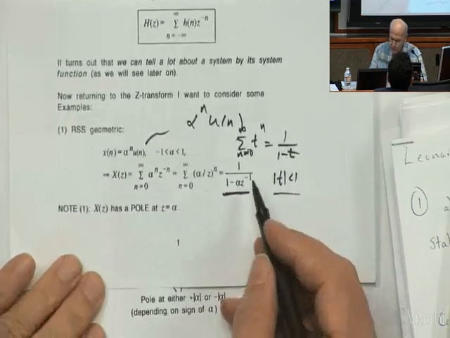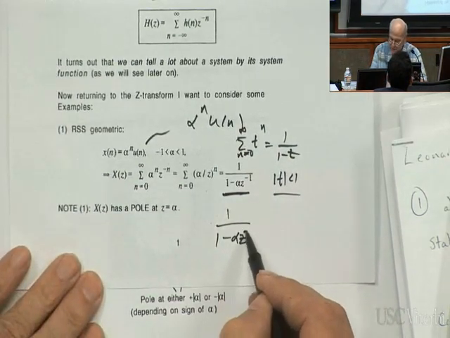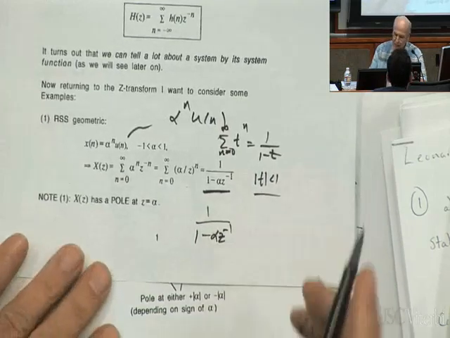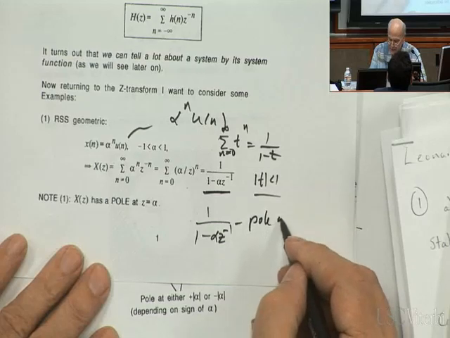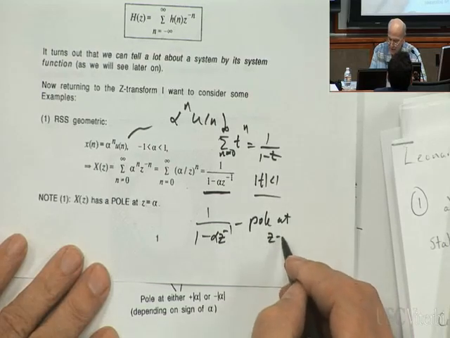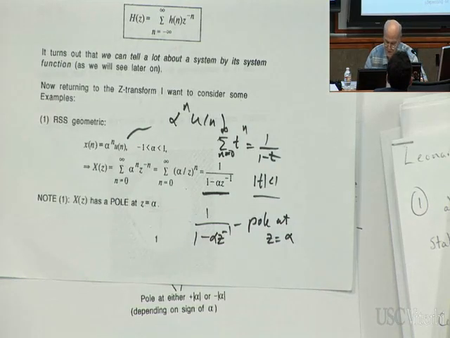Okay, and if you notice in the Z transform, 1 over 1 minus alpha z inverse, it does have a pole at z equals alpha. In other words, when z is equal to alpha, the denominator goes to 0.